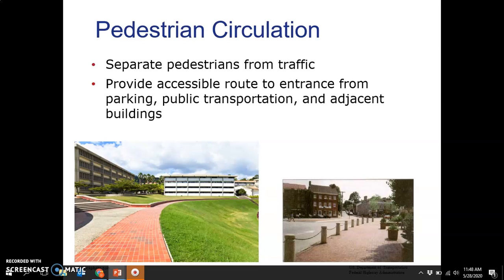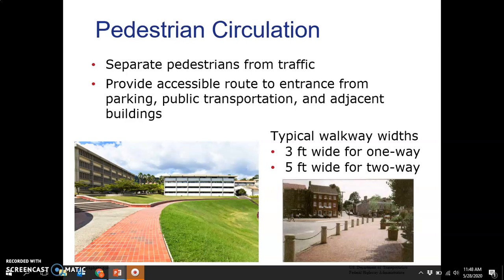So we want to make sure that pedestrians are separate from the traffic. And we want to provide routes for people to walk from their car to the entrance in the safest way possible. You as the engineer are responsible for designing a safe route from the car to the building. So if you have walkways, it's obviously preferred to have a sidewalk, and you'll keep sidewalks 3 feet minimum for one way, which you rarely have a one-way sidewalk, right? And then 5 feet for two-way.